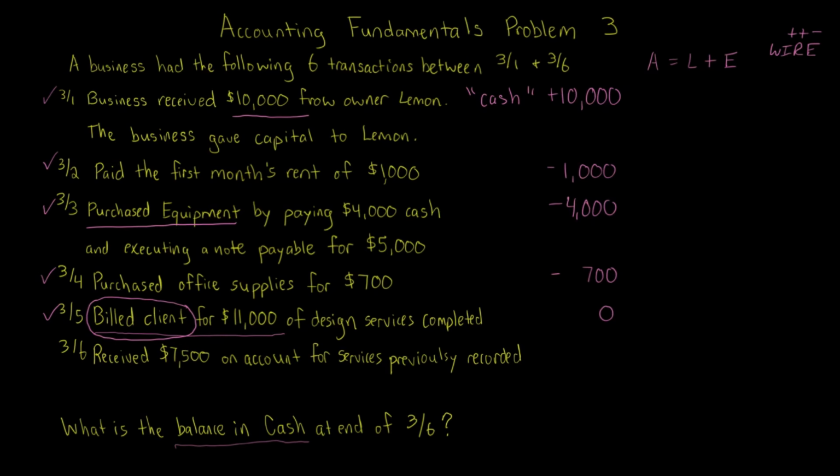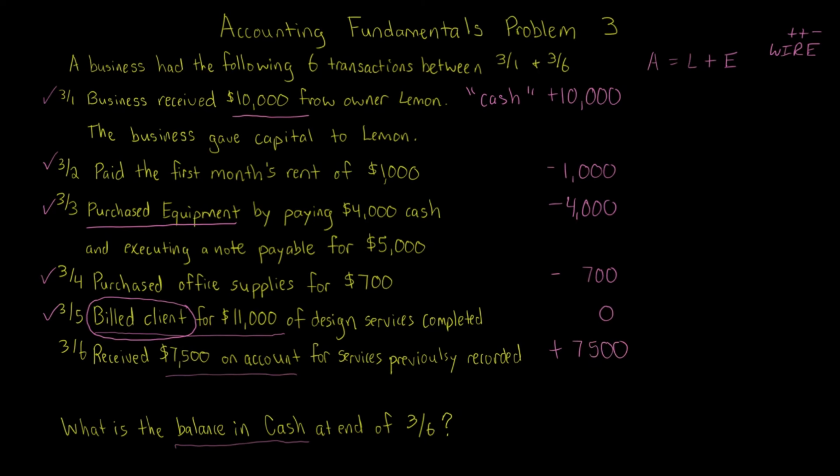That's really crucial. On March 6th, received $7,500 cash on account for services previously recorded. So what's going on here? We previously already had the transaction for March 5th. And what this is saying is that, let's just say the business started on March 1st. The March 5th transaction where we billed, some of the clients are now paying off what they owe. So we're receiving $7,500 cash on account, which means it was on accounts receivable. We increase our cash by $7,500.